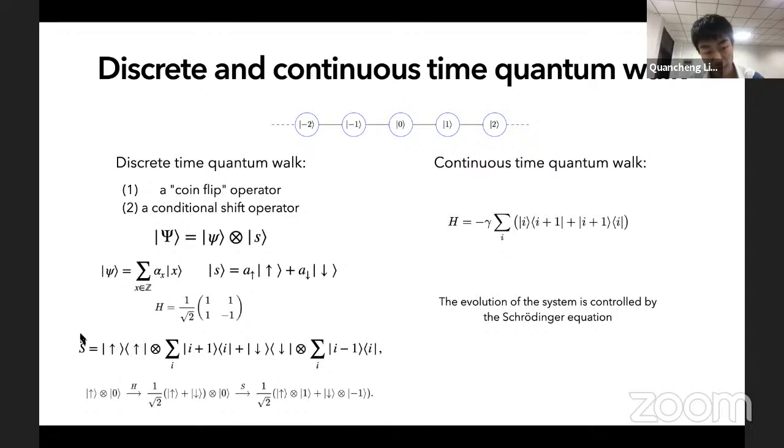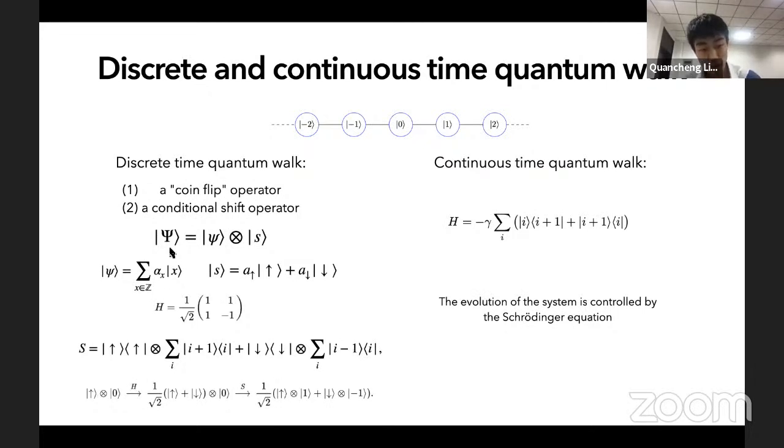And you have the conditional shifter: if the outcome of the spin is up, then you move from i to i plus 1. If the outcome is down, then you move from i to i minus 1, so you move to the left side.